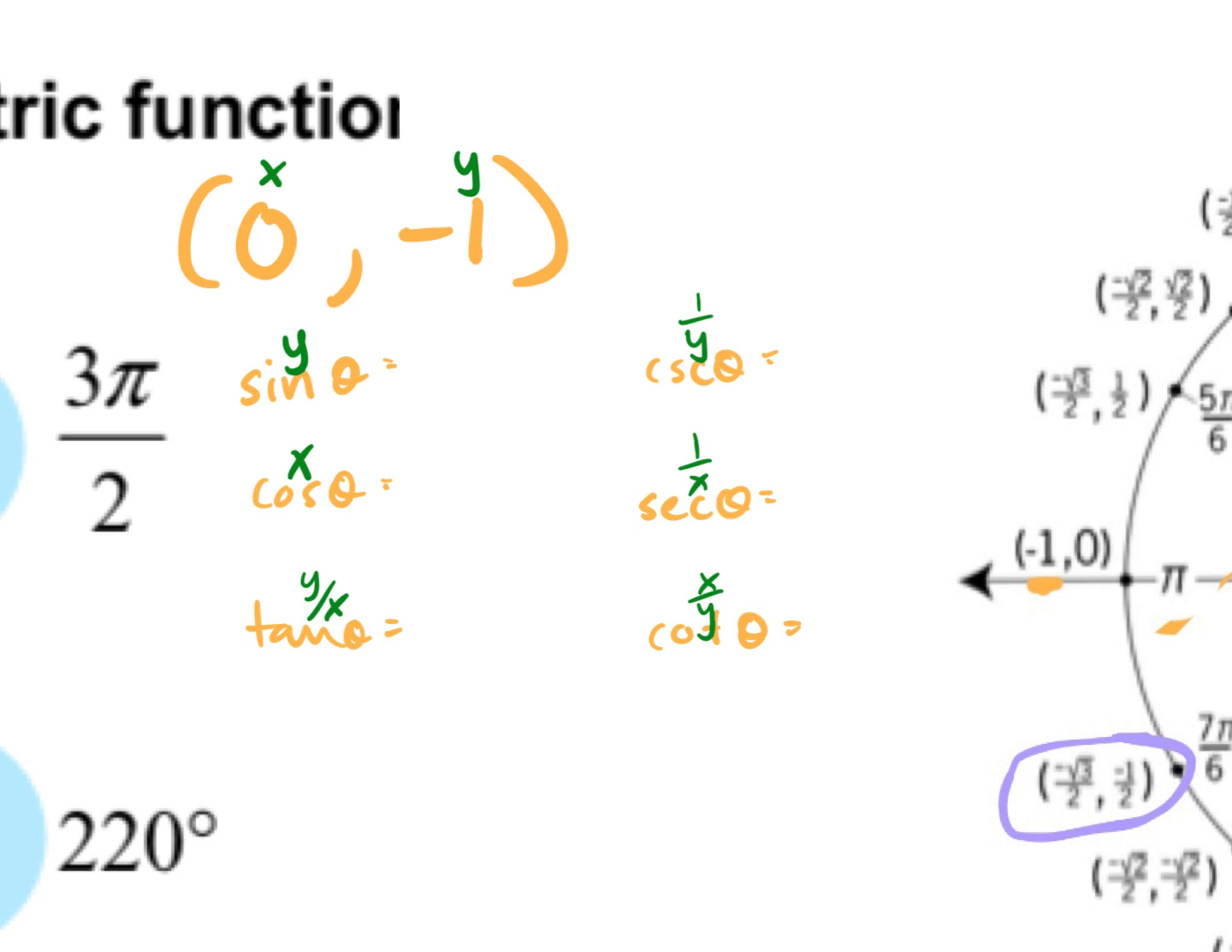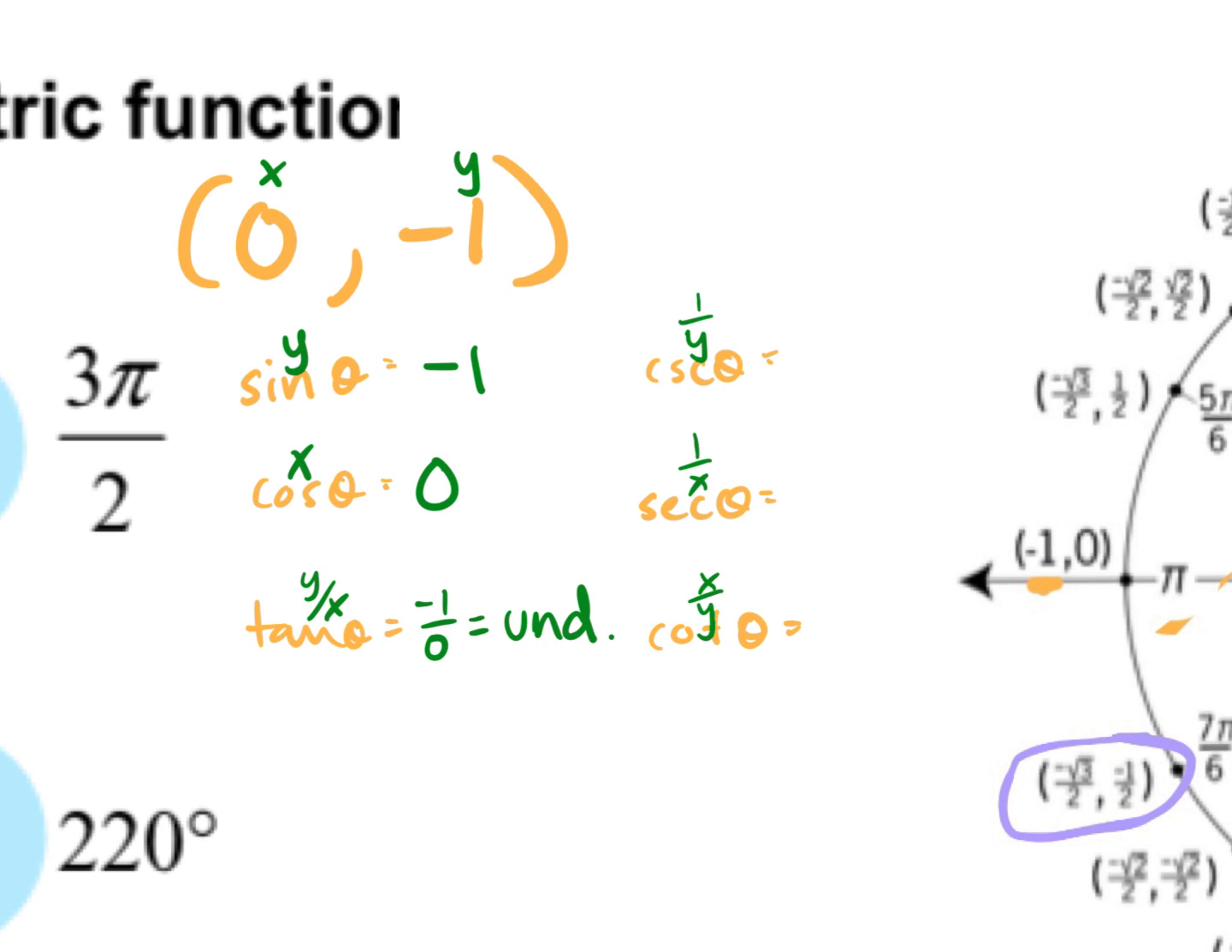So what's our Y? Negative 1. So sine would be negative 1. What's cosine? 0. And tangent would be Y over X. So negative 1 over 0, which is undefined. Awesome. You cannot have 0 in your denominator. So that would be undefined.